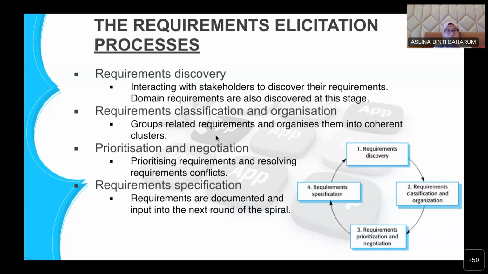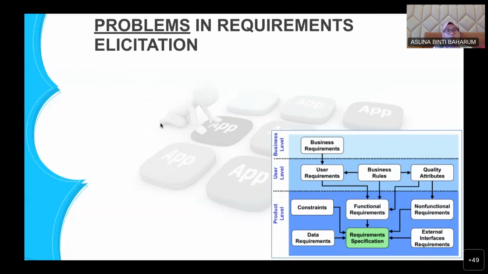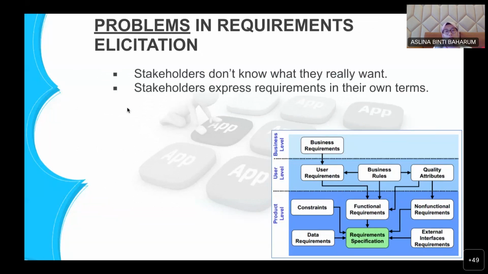Okay, boleh? Kan? Dalam RE ada proses, dalam proses ada stages, kan? Macam itulah lebih kurang. Okay, problem with requirement elicitation. Stakeholders don't know what they really want. Stakeholders express requirements in their own terms.